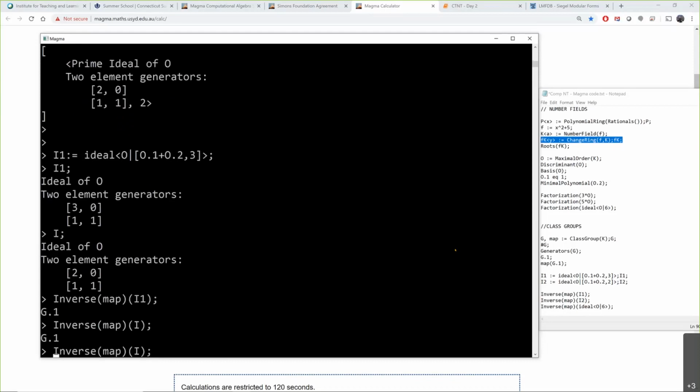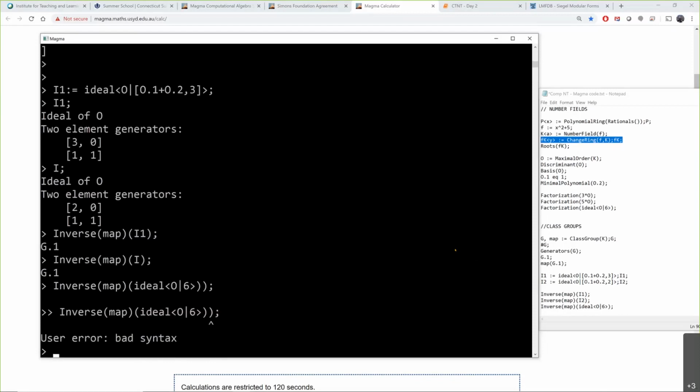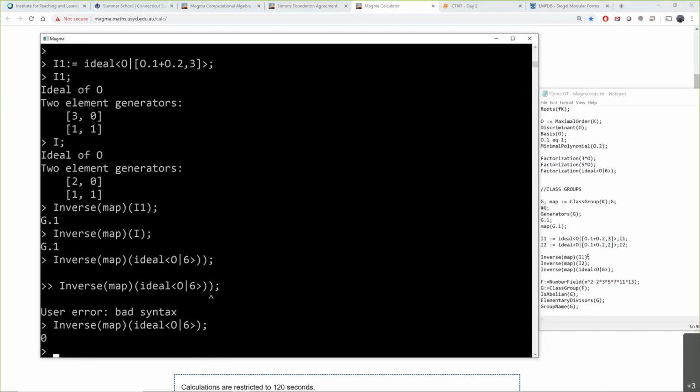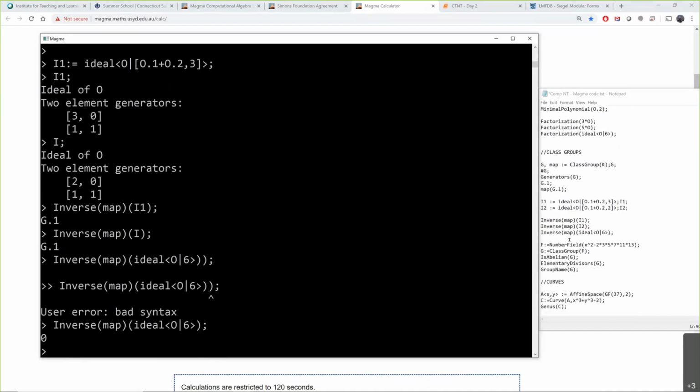But let's see what happens if I call the ideal generated by 6. I think I put one parenthesis too many. Is 0 in the class group. Of course, 6 is principal, so it will give me that it is trivial in the class group, because the class group is the quotient over principal ideals. Okay.